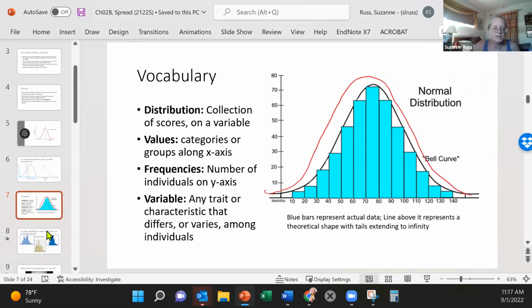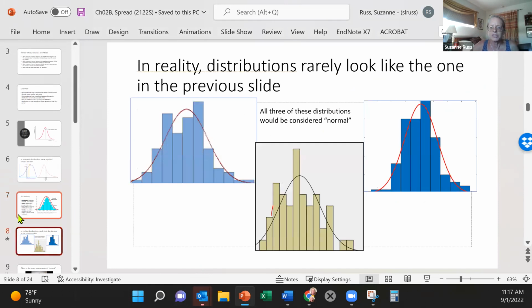But more typically, we have distributions that look like these. And there's nothing wrong with any of these distributions. All of these would still be considered normal. So if you were asked what is the shape of any of these distributions, you could feel comfortable saying it's normal. It's normal. It's normal.